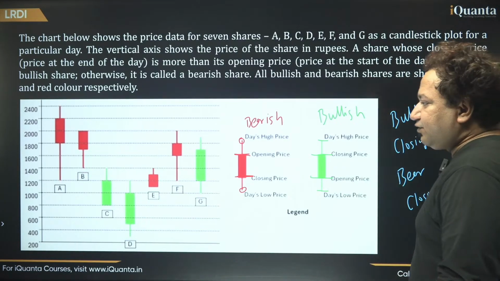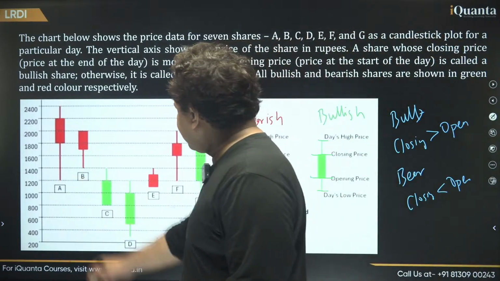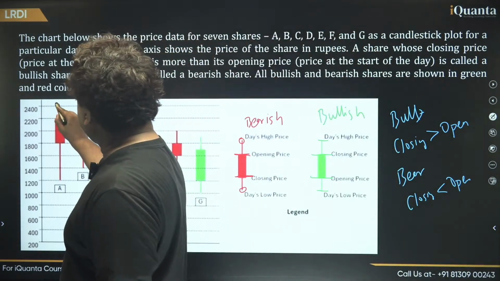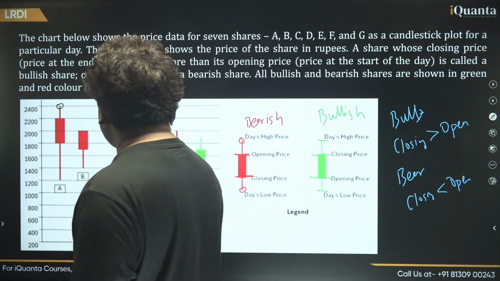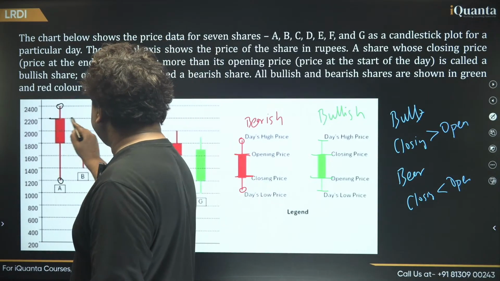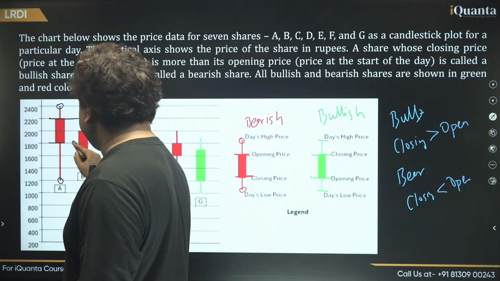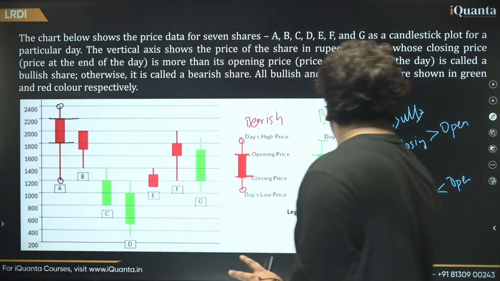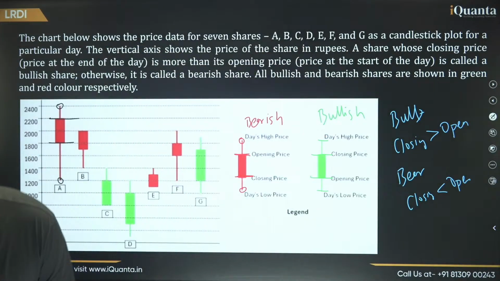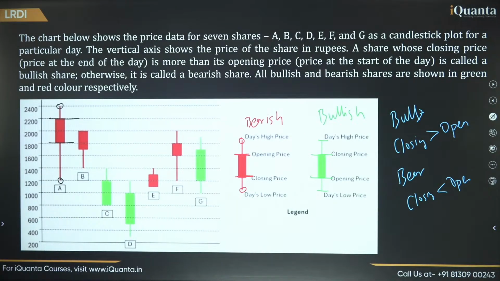I'll just read one for you. For example, if I talk about share A, it's a bearish share. So day's high is 2,400, okay, and day's low is 1,200. All right. Day's opening price was 2,200 and day's closing price was 1,800. तो closing less है opening से. इसका मतलब ये bearish है. All right. Is that clear? You understand the chart?